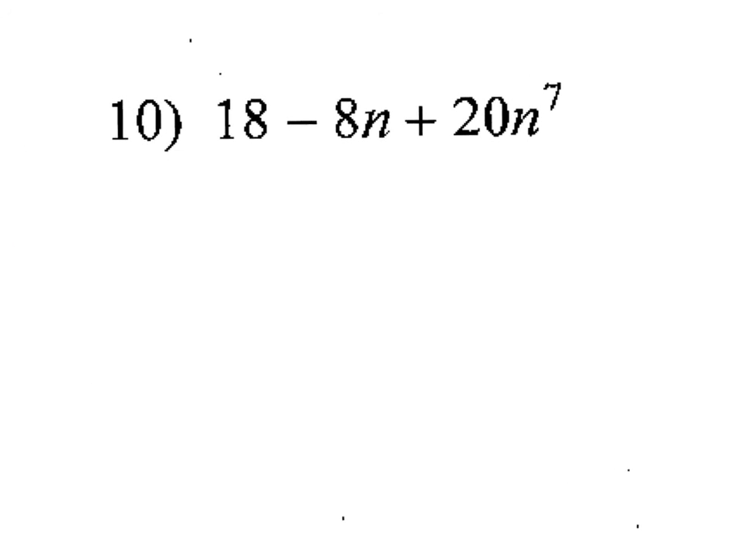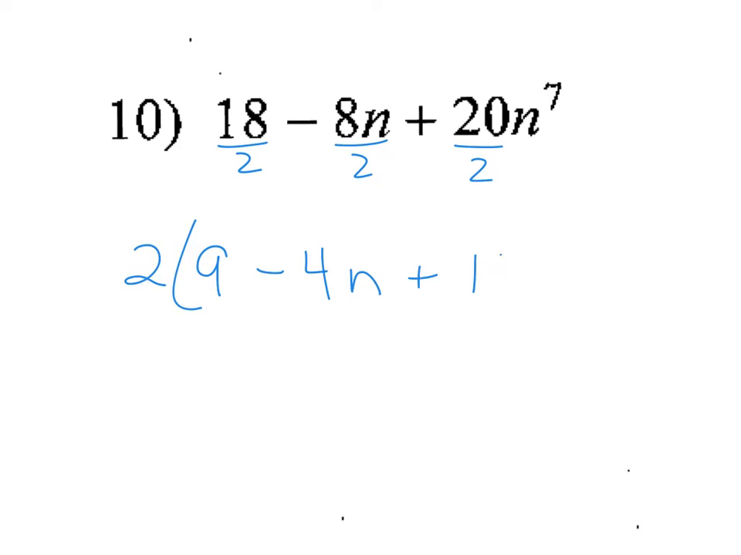All right, number 10. Okay, so on number 10, they don't all have variables in all the parts, so I can't pull a variable out of all the parts, but I can pull a 2 out. So I'm going to go ahead and pull a 2 out, and again, remember, we're just dividing everything by 2. So we're going to get 9 minus 4n plus 10, n to the 7th. Again, all I did was divide by 2 there.